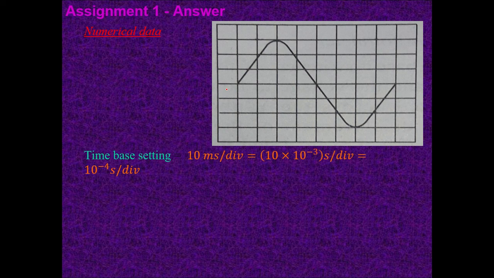So basically, you'll find that the time base setting is 10 milliseconds per division. If you get everything in standard form, you have 10 multiplied by 10 power negative 3 seconds per division, since milli is 10 power negative 3, which is simply 10 power negative 2 seconds per division. So it means each of these divisions is 10 power negative 2 seconds. So that is the first thing.